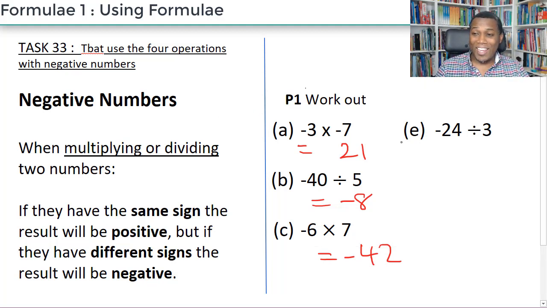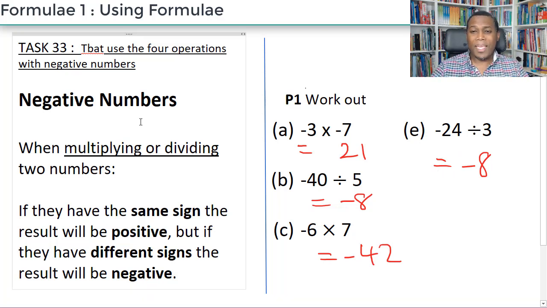Sorted. Okay. How many 3's go into 24? We would write 8. Are the signs the same? No. So your final answer should be negative. Spot on. Really key idea. Make a note of this.